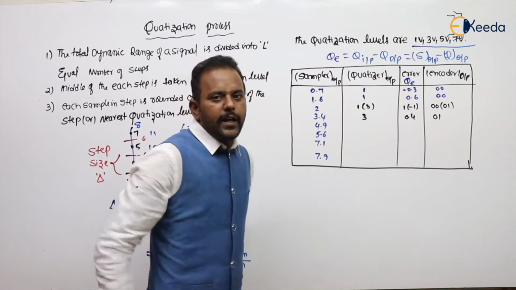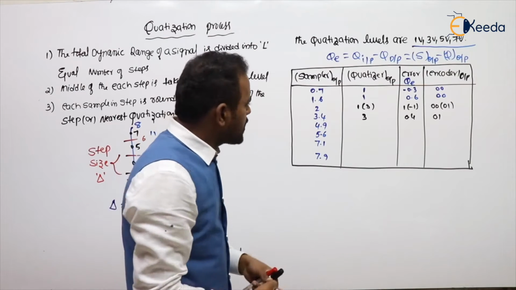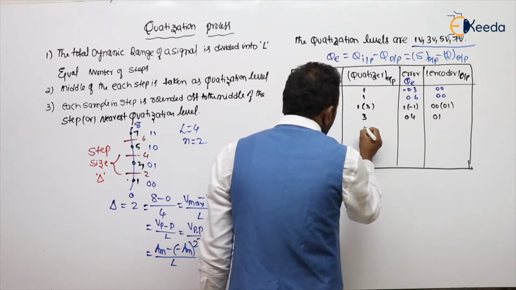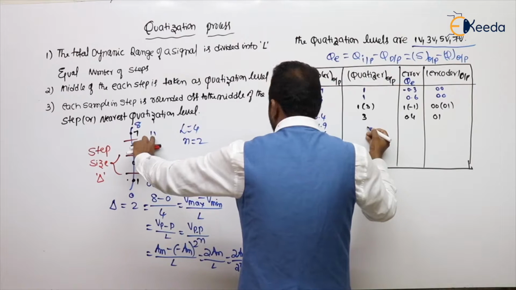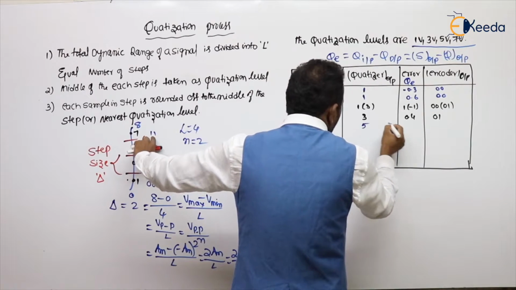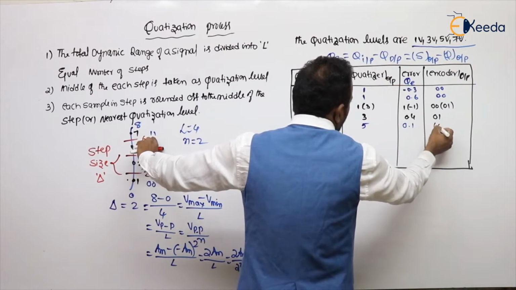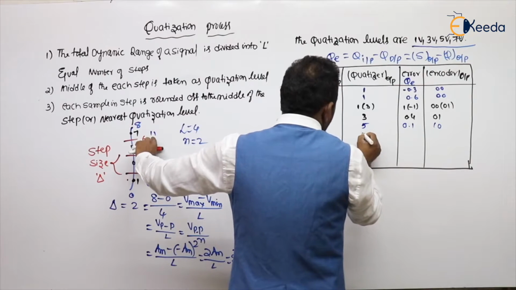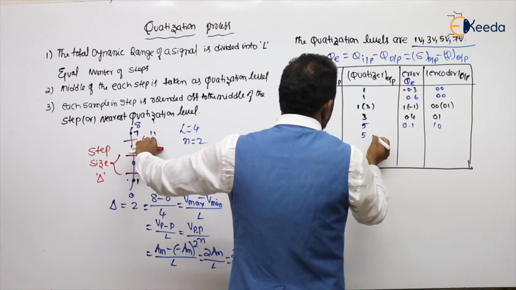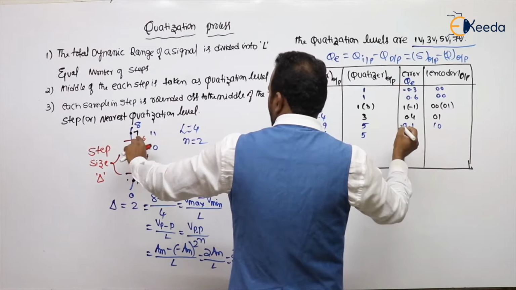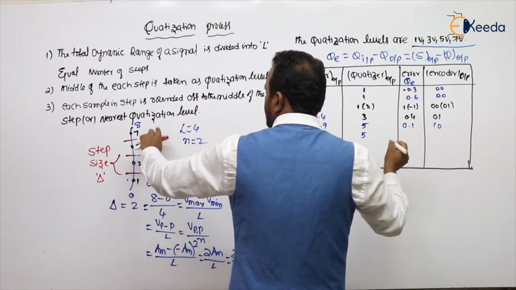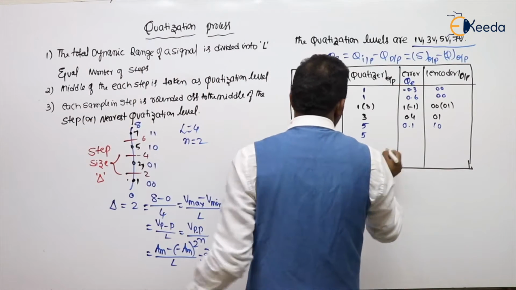Yeah, 4.9 is obviously in the step, so rounding off to 5, the error is 0.1. Then the encoder output is 10. 5.6 is also in this step, so 5. Are you following my point? Not 6. 6 is not a quantization level.